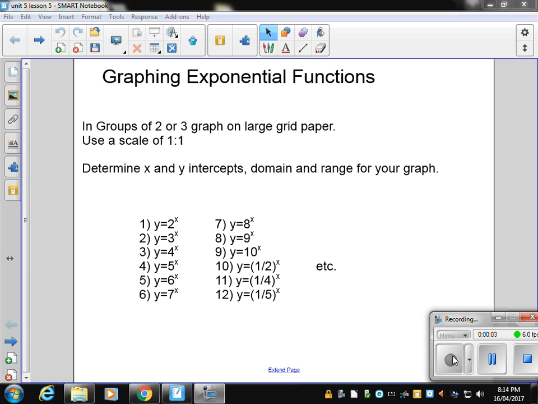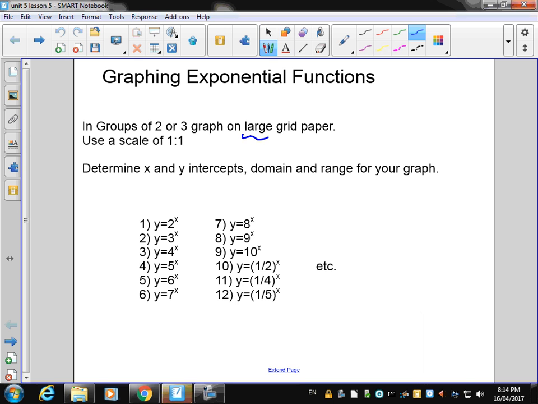3Ms, we're on our exponential functions unit, and we're going to start graphing some today. So when you are in class, we're going to get into groups of 2 or 3, and on some very large grid paper, I'm going to have you do 2 of the following functions, and I'll assign them to your group. So you're going to need to create a table of values and see what these look like.